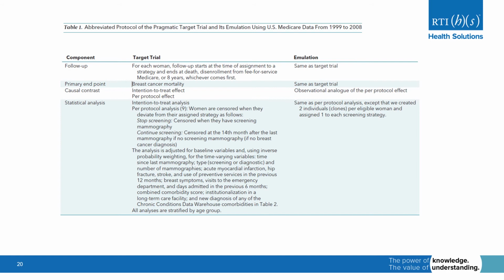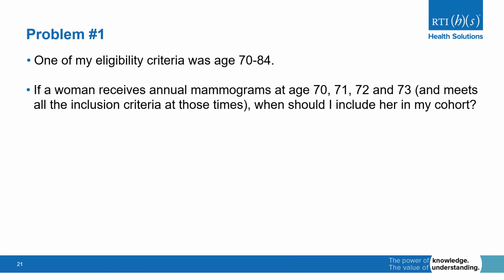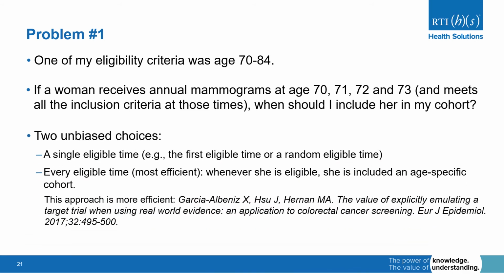Okay, so far it sounds easy. We have an idea and we have a plan to emulate a target trial using that idea. But we run into 3 problems. The first problem was that my eligibility criteria was age 70 to 84. So what happens if a woman receives annual mammograms at age 71, 72, 73? Women are screened every year. So when should I include her in my cohort?